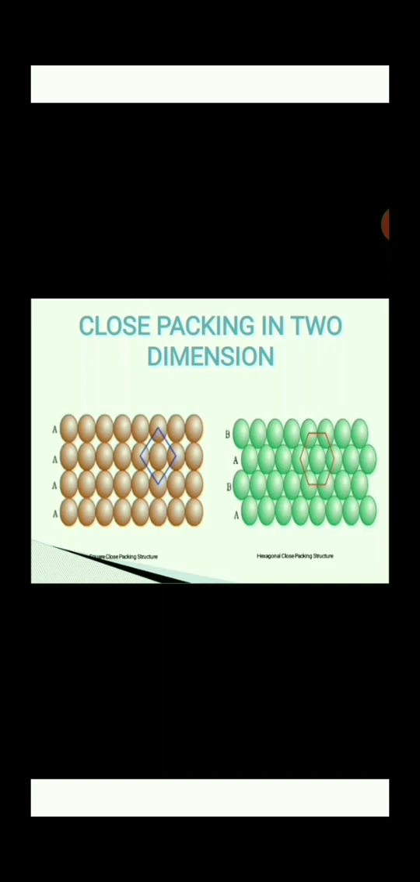Here stacking of rows is done, which can be done in 2 ways. First way, where you will be getting square close packing structure as we have discussed just now. The spheres in the second row are placed in such a way that they are touching the sphere of the first row and are exactly above the sphere of the first row. There is horizontal as well as vertical alignment of the spheres in the 2 rows.